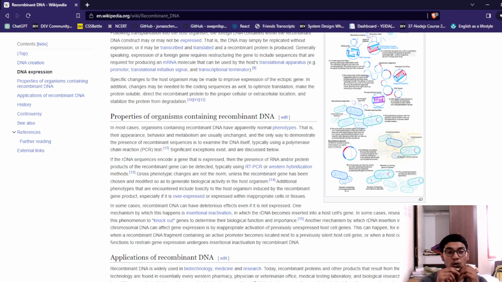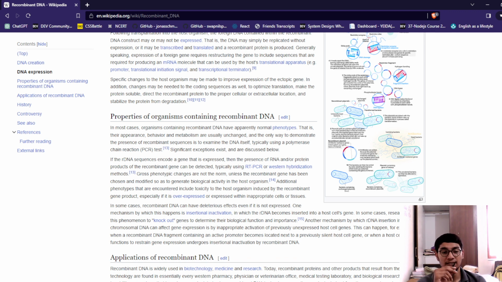If the rDNA sequences encode a gene that is expressed, then the presence of RNA or protein product from the recombinant DNA can be detected, typically using RT-PCR, Western hybridization methods. Gross phenotypic changes are not the norm unless the recombinant gene has been chosen or modified to change the biological activity in the host organism. Additional phenotypes encountered include toxicity to the host organism induced by the recombinant gene product, especially if it is overexpressed or expressed within inappropriate cells or tissue.